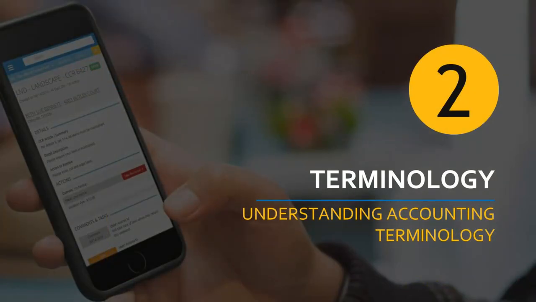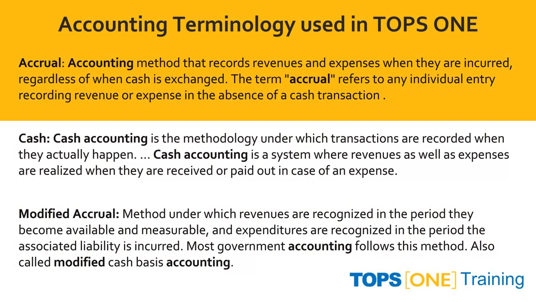2. Terminology. Understanding accounting terminology as it pertains to TOPS 1 usage. A firm grasp on the accounting terminology used in TOPS 1 is necessary. The different types of accounting methods available to be created within TOPS 1 and used are accrual, which of course, the term accrual refers to any individual entry recording revenue or expense in the absence of a cash transaction. Cash accounting, this methodology, of course, under which transactions are recorded when they actually happen.